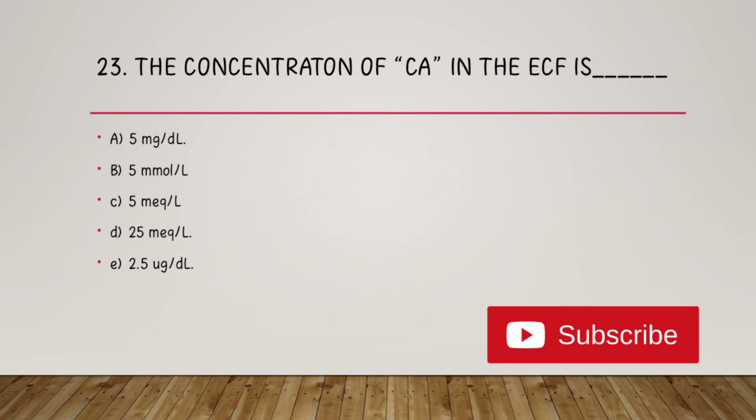Number 23. The concentration of Ca, that is calcium, in the ECF is A, 5 mg per deciliter; B, 5 millimole per liter; C, 5 EQ per liter; D, 25 milli EQ per liter; E, 2.5 picogram per deciliter. So be careful of the units, very tricky. The right answer here is 5 millimole per liter.